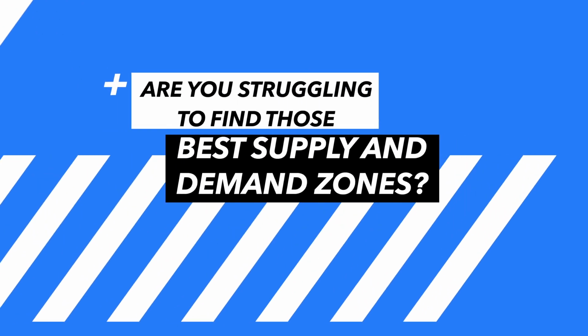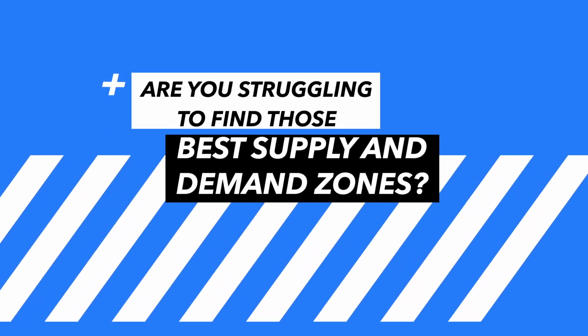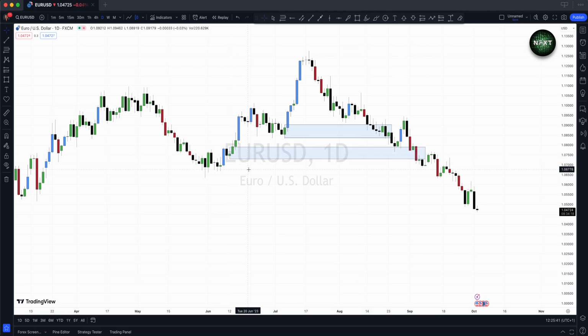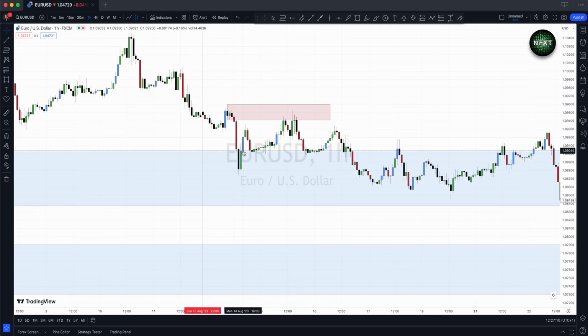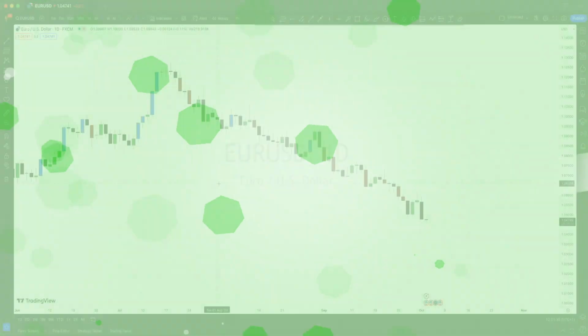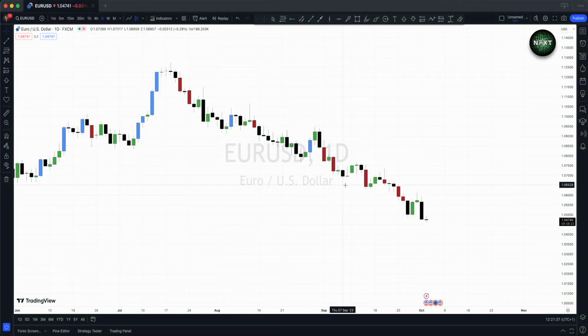Are you struggling to find those best supply and demand zones to trade from? Well, if you are, then do not worry, because I'm going to solve that here today as we go through how to identify those best zones to trade from. So I'm on the EURUSD pair on a daily time frame.